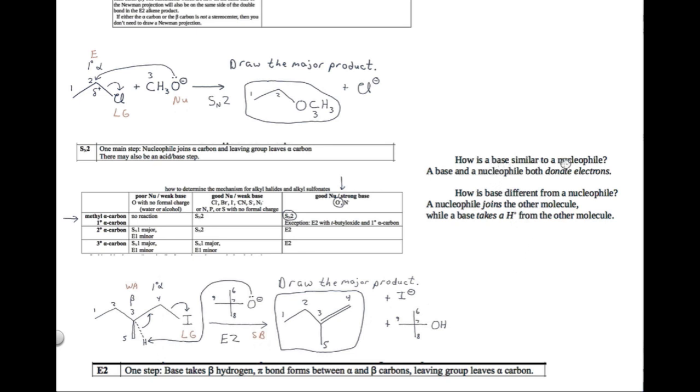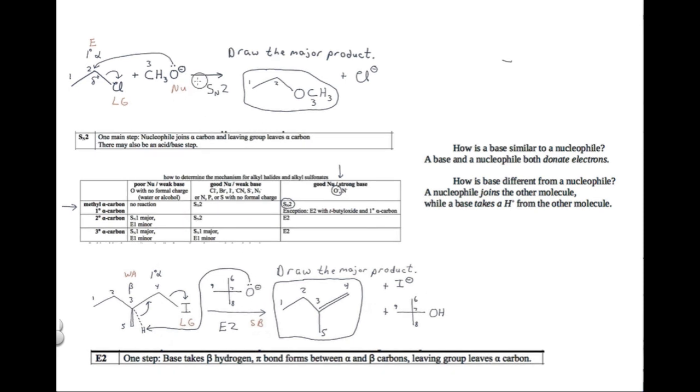By the way, since a base and a nucleophile both donate electrons, it's not surprising that an atom that can act like a nucleophile might also be able to act in other situations like a base. Notice that a negative charge can be a sign either of a nucleophile or of a base. That makes sense because a negative formal charge makes you want to donate electrons. And if you want to donate electrons, you can be either a nucleophile or a base. A negative formal charge could be a sign either of a nucleophile or of a base.